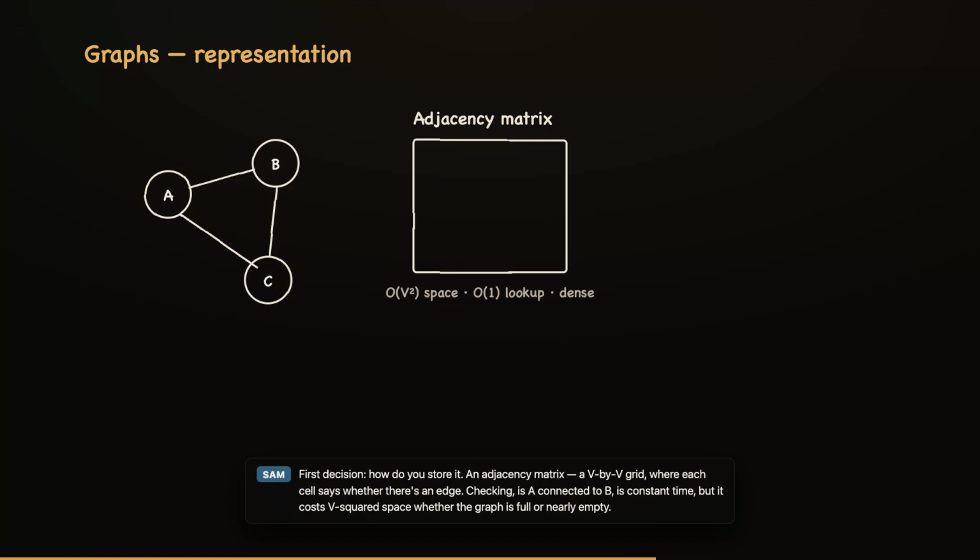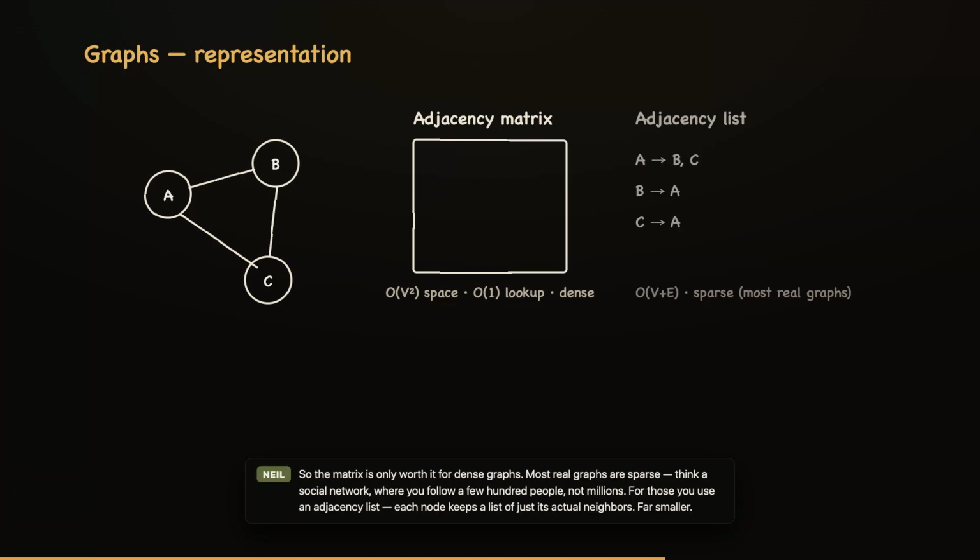Checking is A connected to B is constant time, but it costs B squared space, whether the graph is full or nearly empty. So the matrix is only worth it for dense graphs. Most real graphs are sparse. Think a social network, where you follow a few hundred people, not millions. For those you use an adjacency list, each node keeps a list of just its actual neighbors, far smaller.